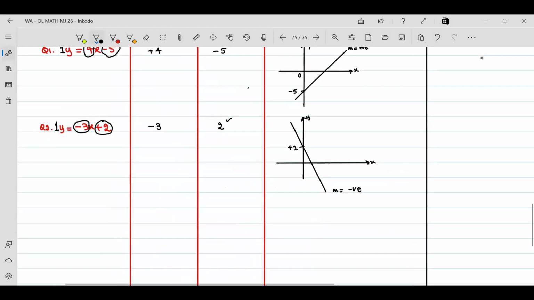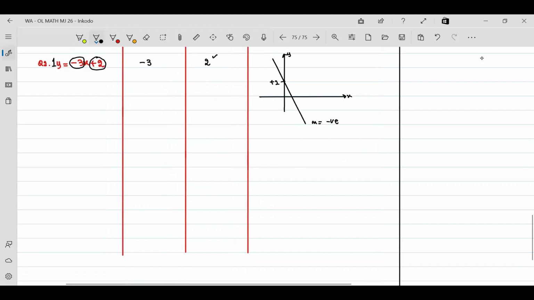Okay, so we're done with question number one, question number two. Let's move on to question number three. We'll do five questions here and then we'll move on to some difficult parts. So, we've done a positive gradient, we've done a negative gradient.